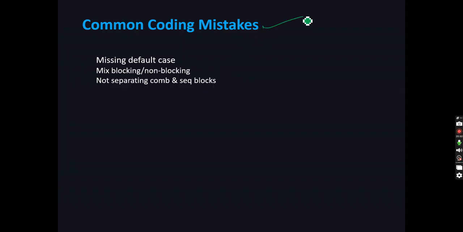Common coding mistakes you will make in FSM: you will forget the default case. In the combinational logic, we have to mention the default case. That's the common mistake most students make, so just try to avoid that one.